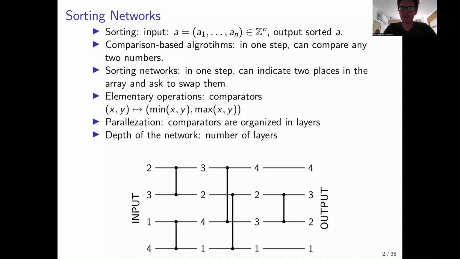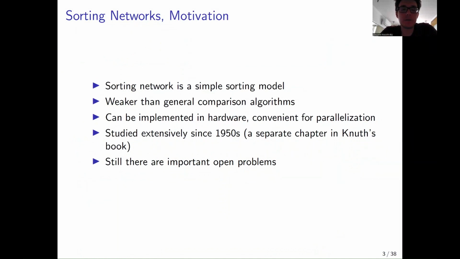And then the number of such steps, where in one step you can do at most n over 2 swaps, but they have to be disjoint, is the depth. So here the depth is 3. We do this algorithm in 3 steps, but we do 5 swaps. Sorting networks have been studied since the 1950s.